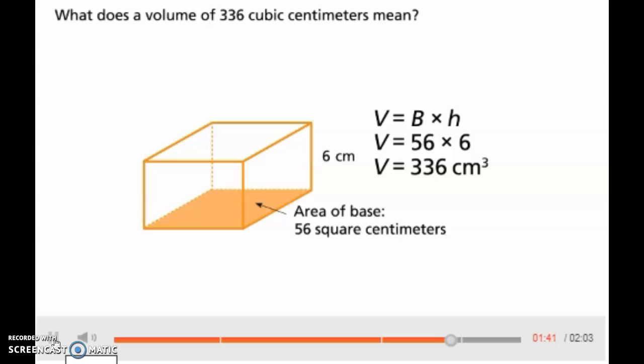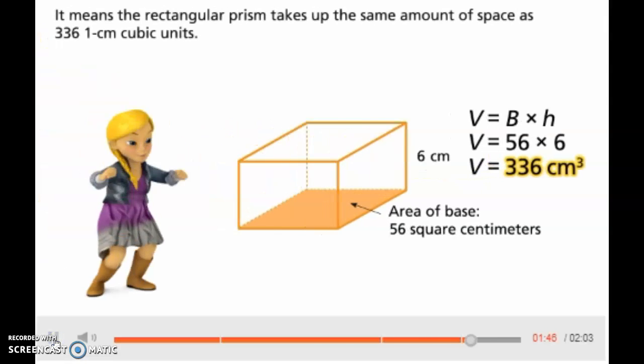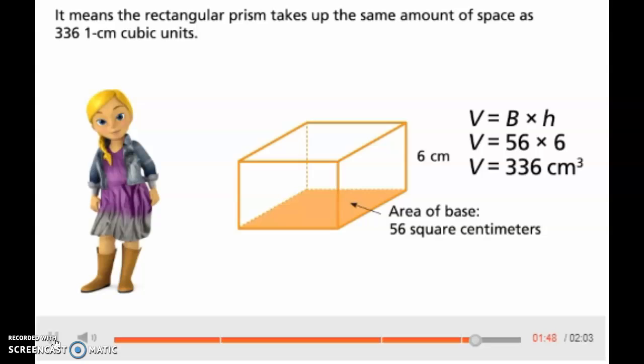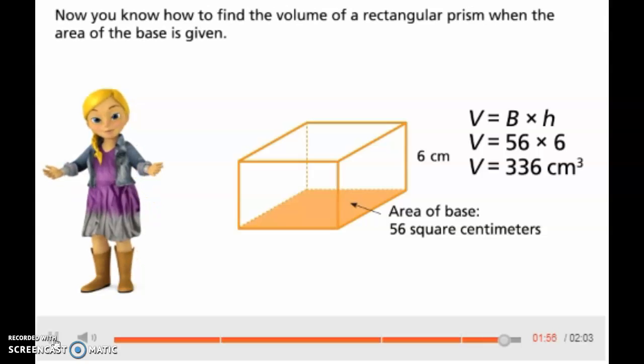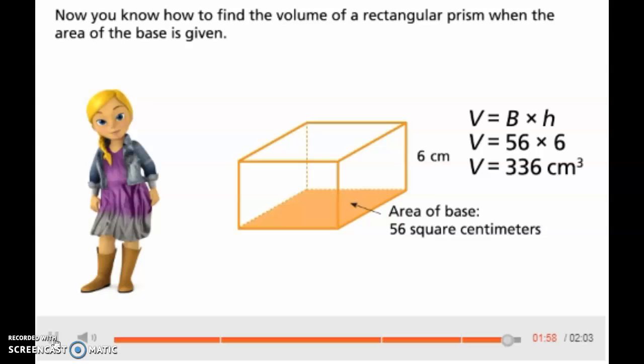What does a volume of 336 cubic centimeters mean? It means the rectangular prism takes up the same amount of space as 336 1-centimeter cubic units. Now you know how to find the volume of a rectangular prism when the area of the base is given.